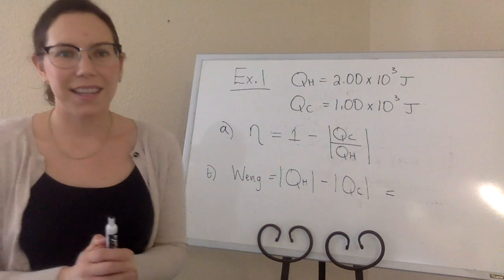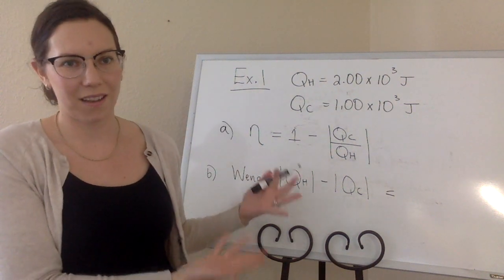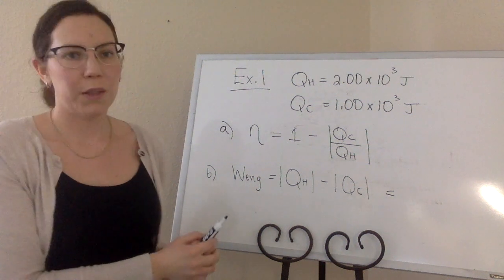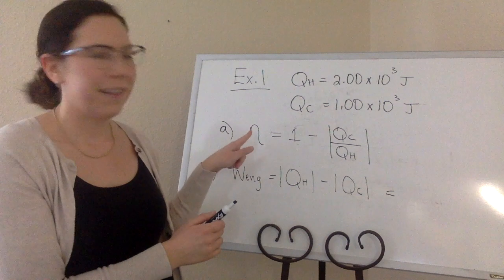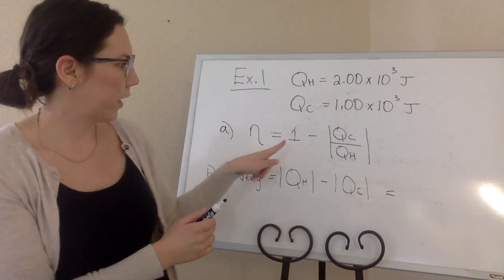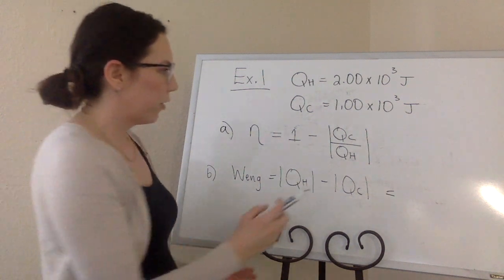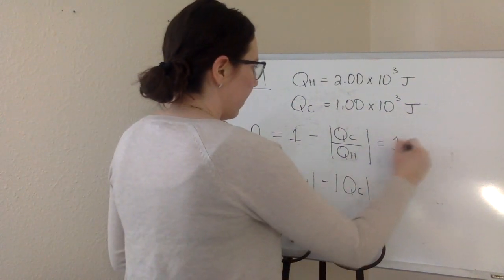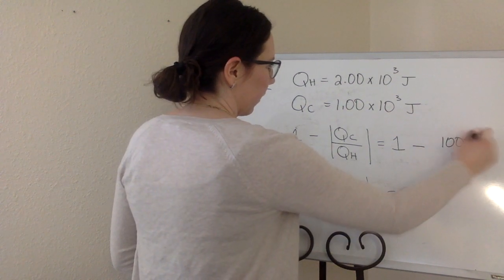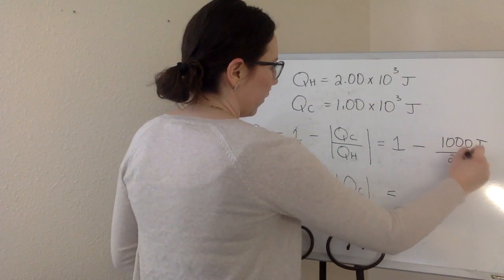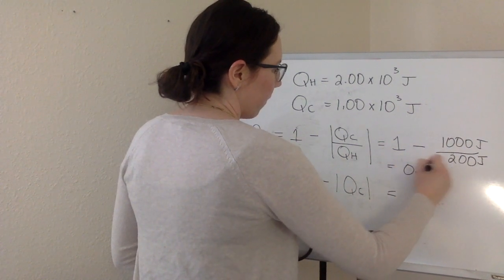Okay, so I've listed the given information here. We're given QH and then QC, the exhaust. First, to find the thermal efficiency, we can use this version here. This symbol is eta, by the way, for efficiency. 1 minus QC over QH, and we can just plug that in, so that's 1 minus 1,000 joules over 2,000 joules, so 1 minus a half gives us 0.5.